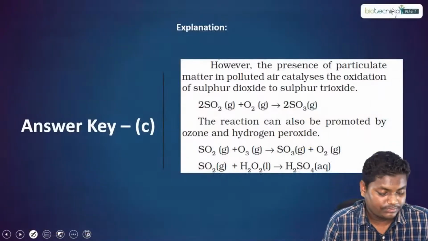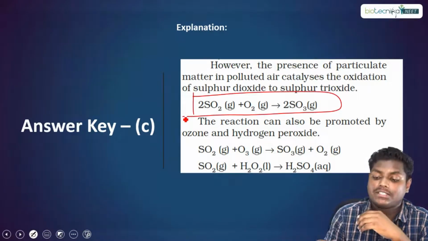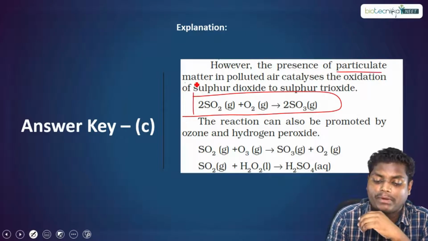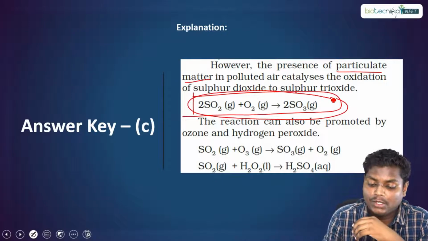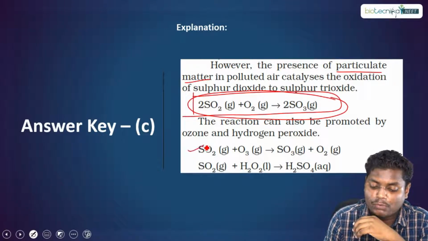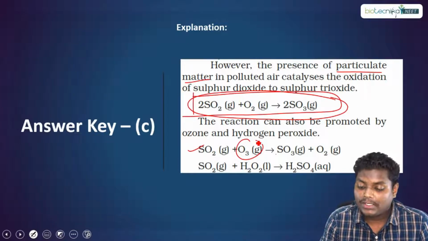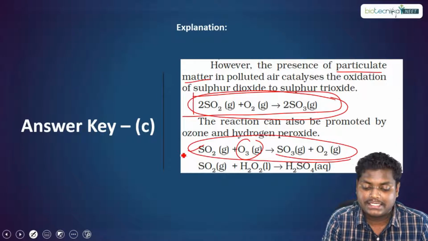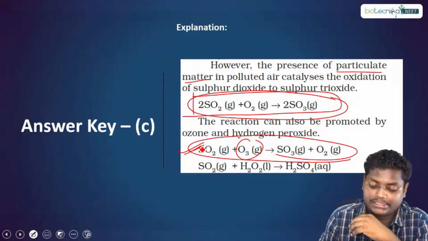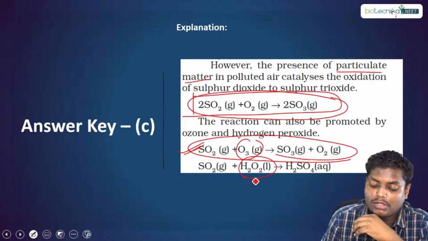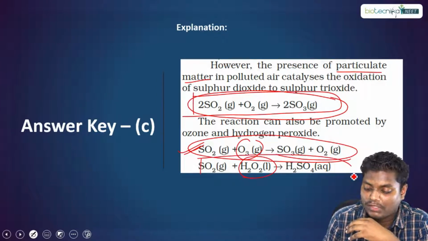I'll show it from NCERT. We know that sulfur dioxide in the presence of particulate matter forms more sulfur trioxide. Also, in the presence of ozone, O3, the conversion of SO2 to SO3 is greater, as you can see in this reaction where SO2 combines with O3 to form SO3 and give oxygen. And in the presence of H2O2, hydrogen peroxide, sulfur dioxide reacts to form sulfuric acid.